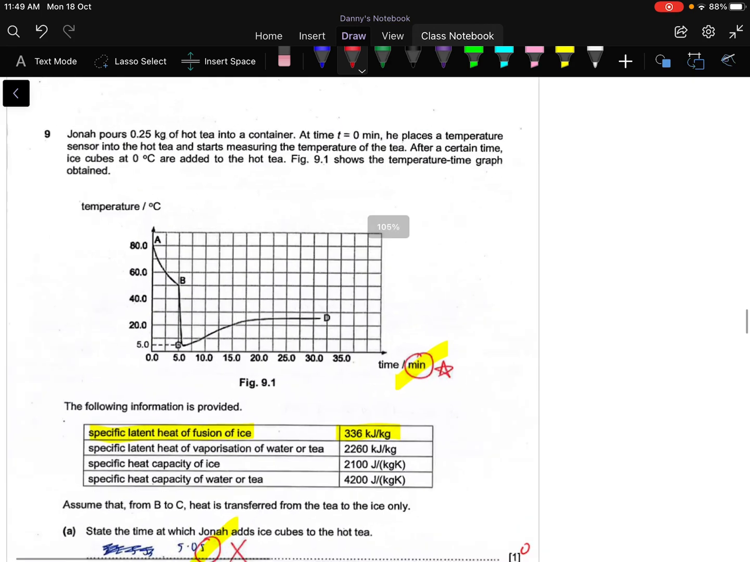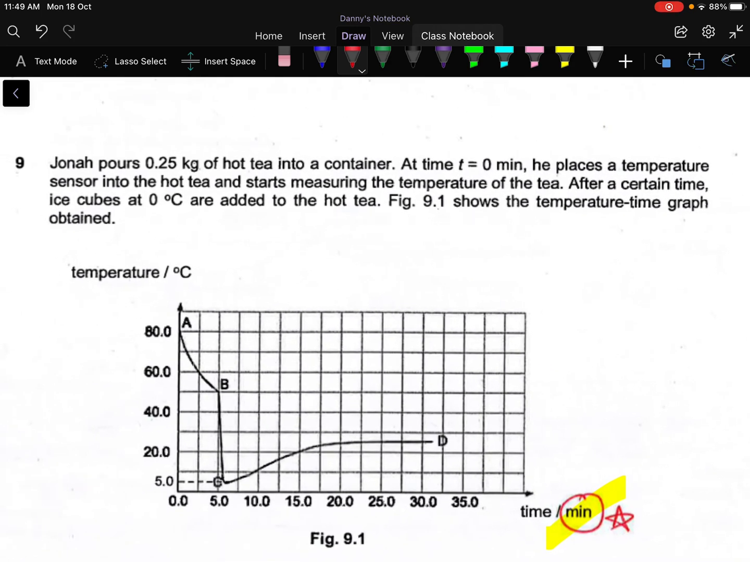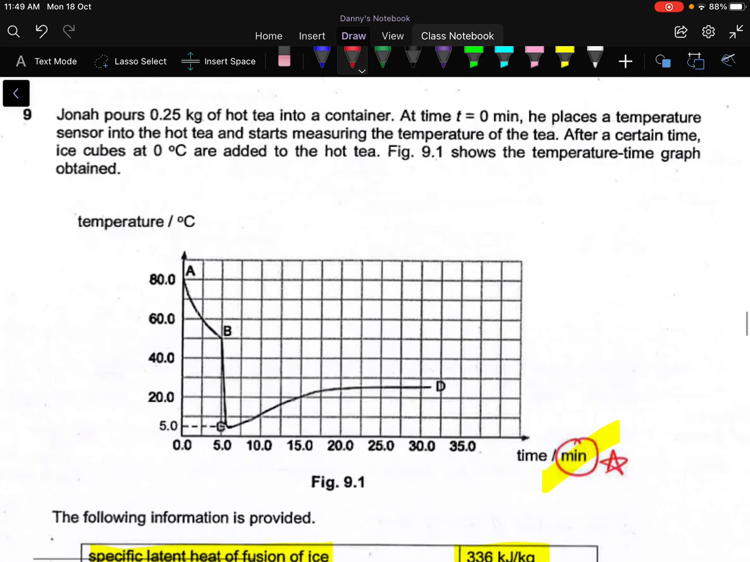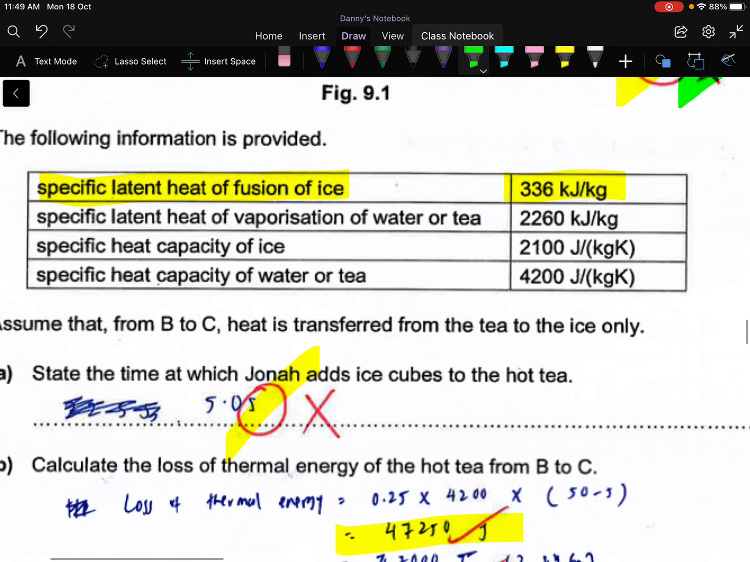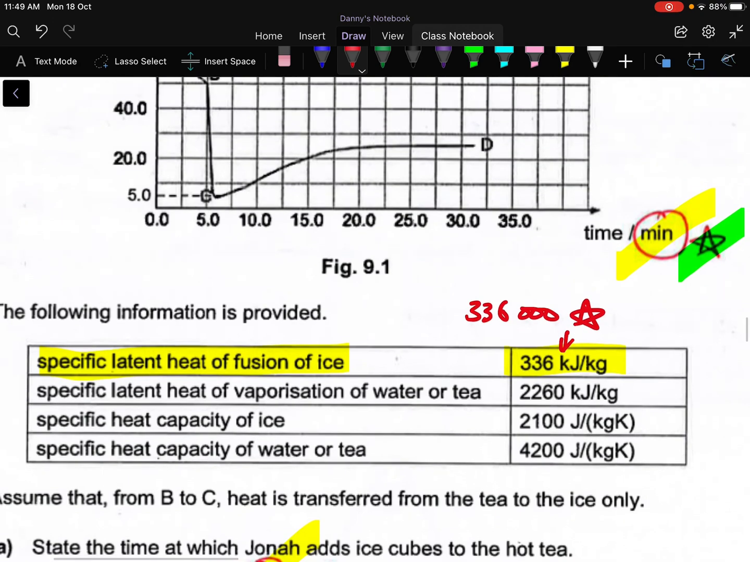Okay, in the next question, we are checking whether you can do calculation in terms of mc delta theta and latent heat of vaporization or fusion. So in this case, like I said, whenever I'm doing a graph, I am very mindful about what is the unit. And if I see a unit that is not an SI unit, I will definitely put a star there to remind myself, hey, you better take care, right? Then when I read the table, I will also be very careful. When I see things like kilojoules, I will also highlight to myself that, hey, be careful, this one is actually 336,000. Okay, so these are some of the good habits that you really need to start to cultivate.